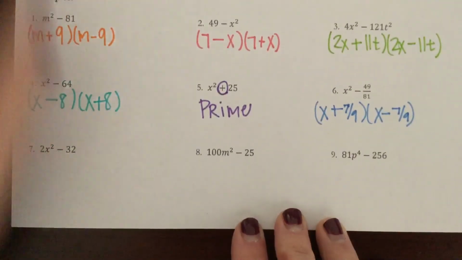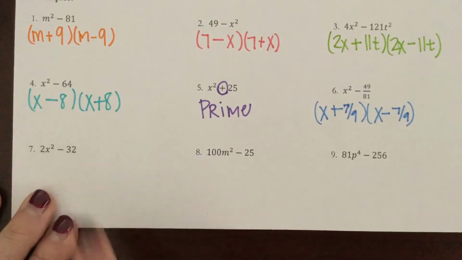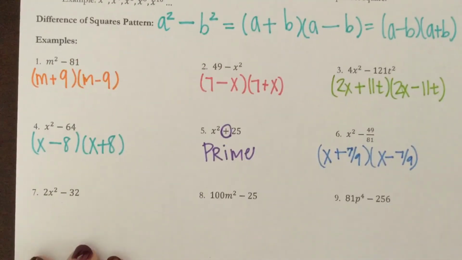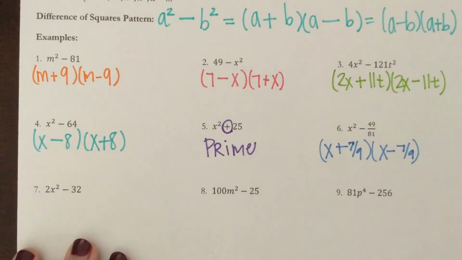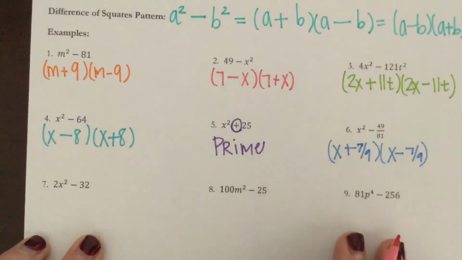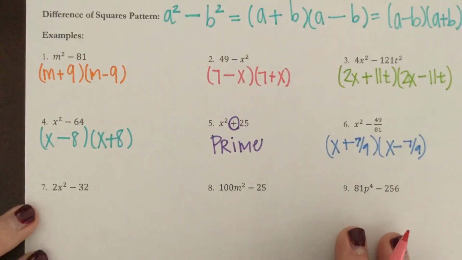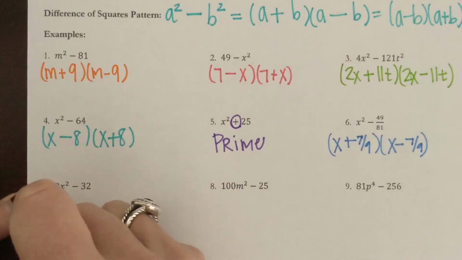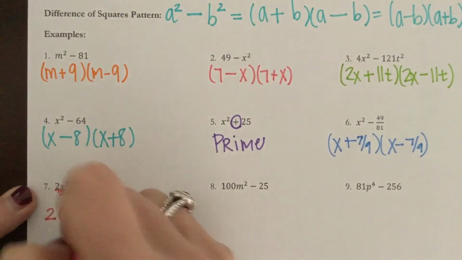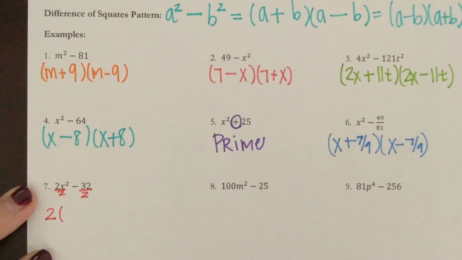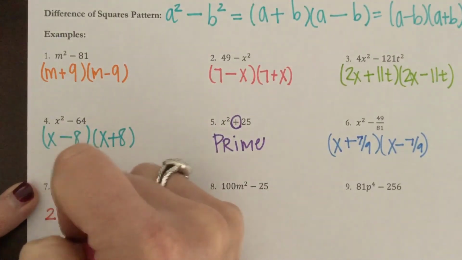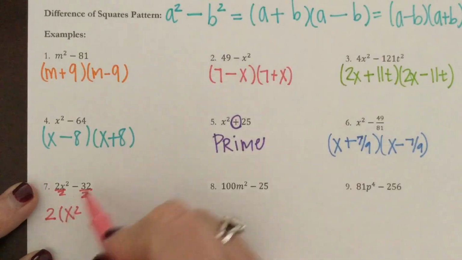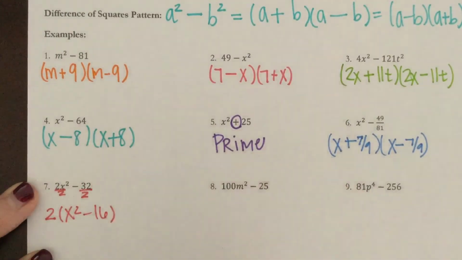If I take a look at number 7, I want to know, is there a greatest common factor there? Yes, there is. 2x squared and negative 32 share the number 2 in common. So my first step here is going to be to factor that 2 out. So take out that GCF, right? 2 goes into 2x squared and leaves me with x squared, and 2 goes into negative 32 and leaves me negative 16.